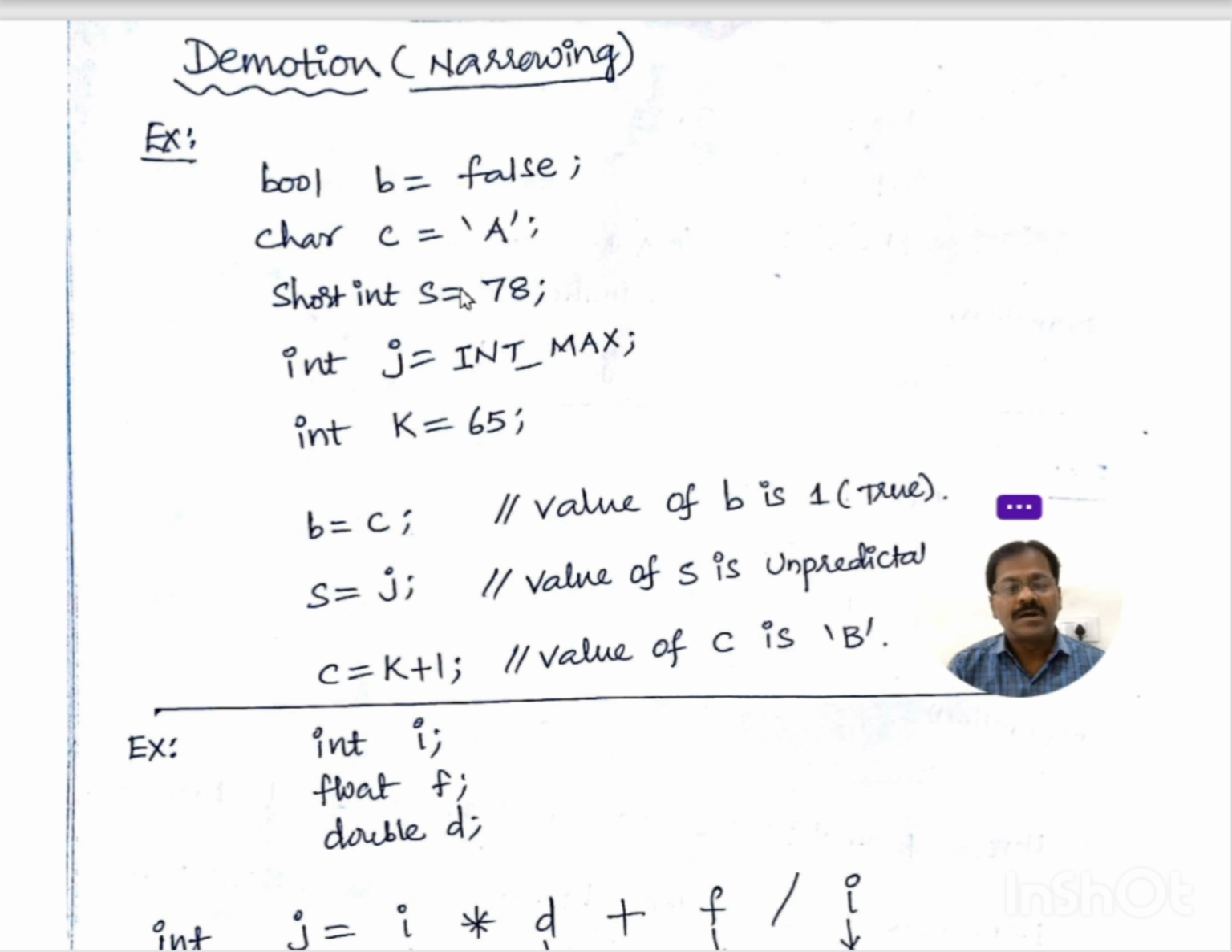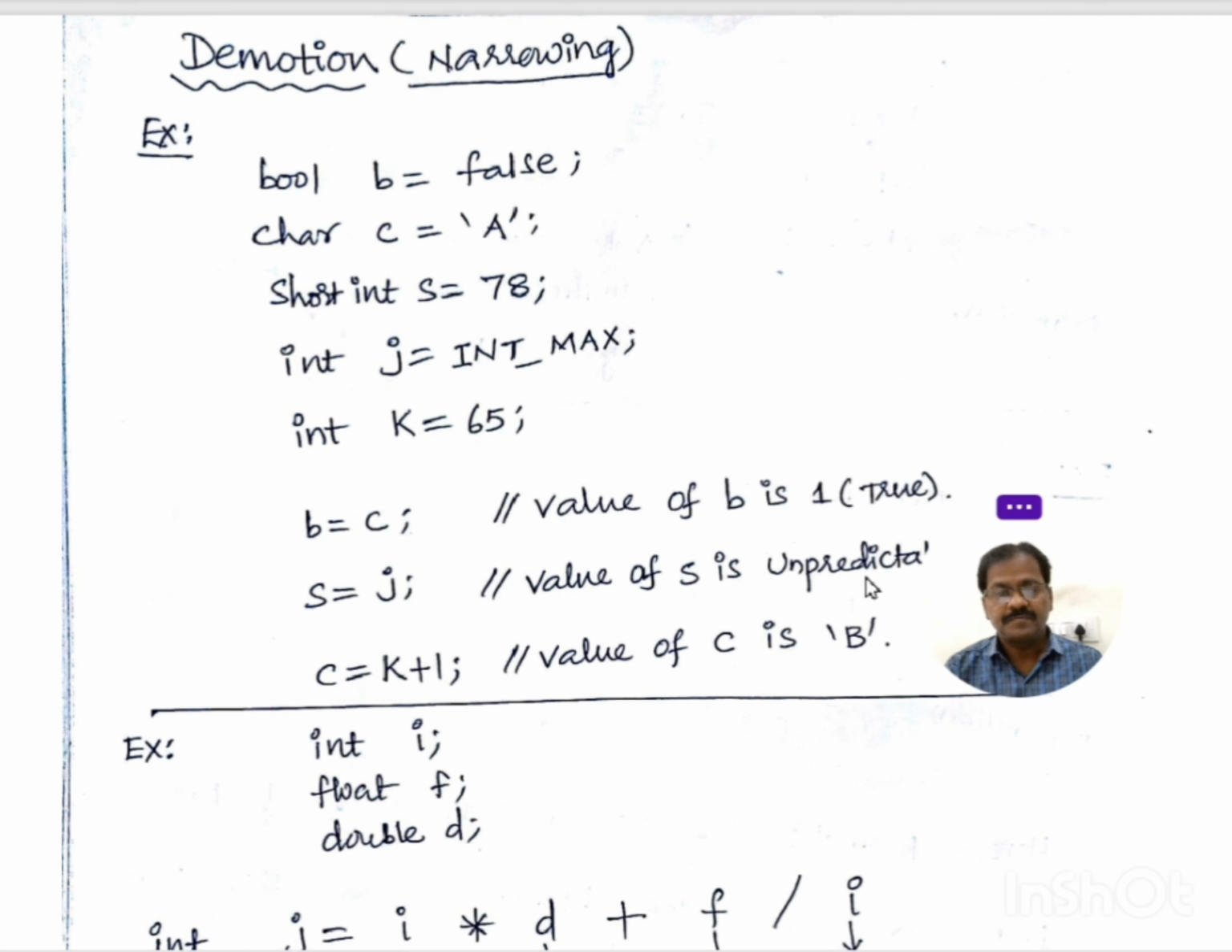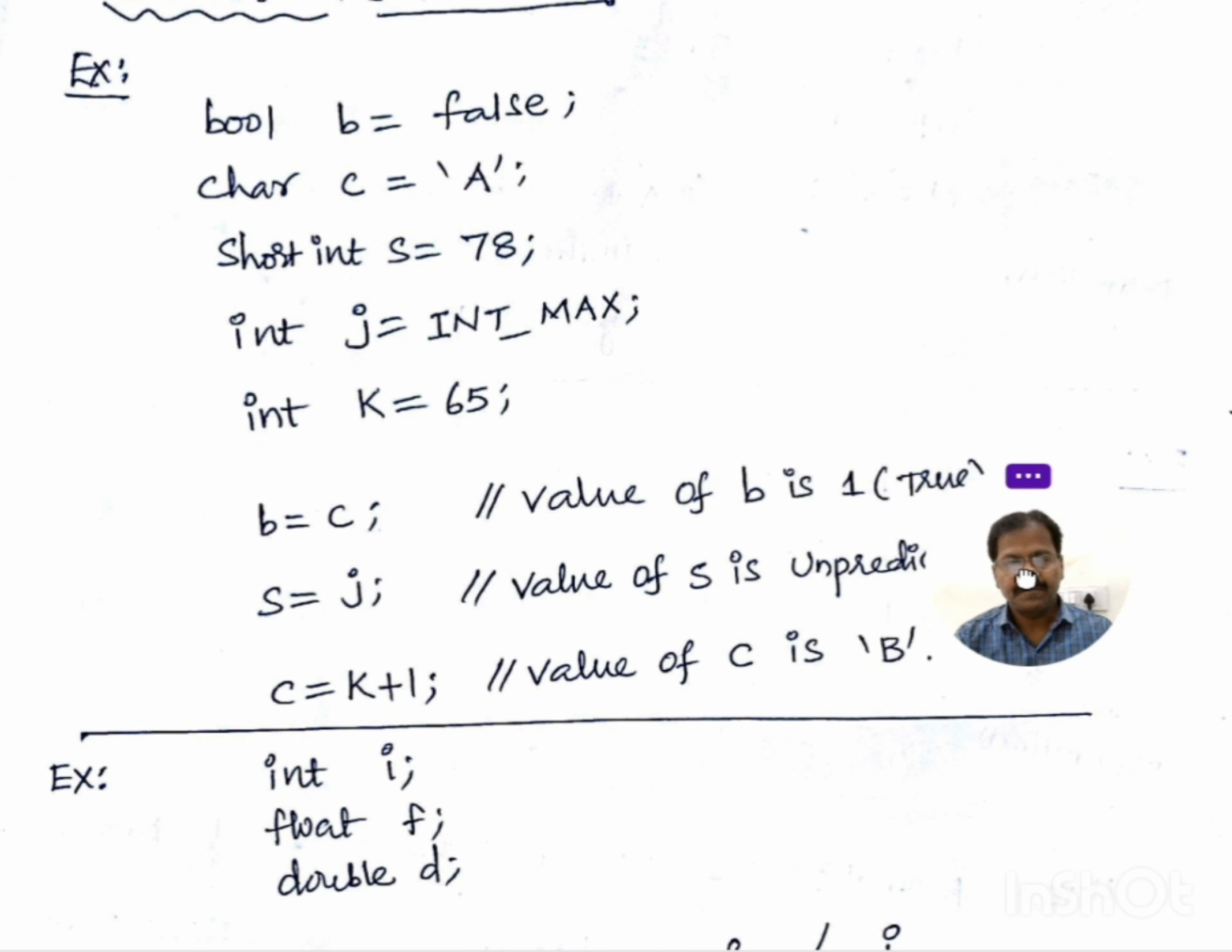For example, you see here int max. The value is not there here. I assign it to j, so we cannot predict that value. What is the int max? We don't know. So that unpredicted value is assigned to j. You see here s is j, so the value of s is unpredictable. We don't know that value.